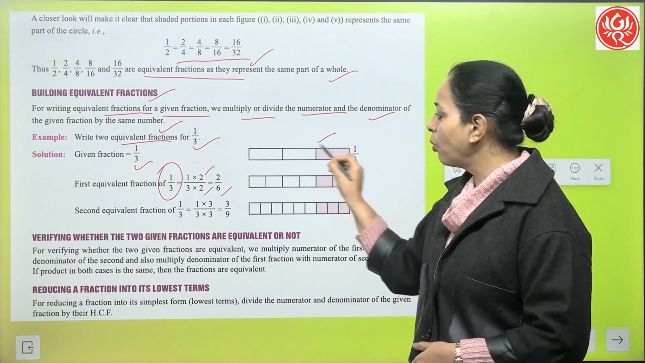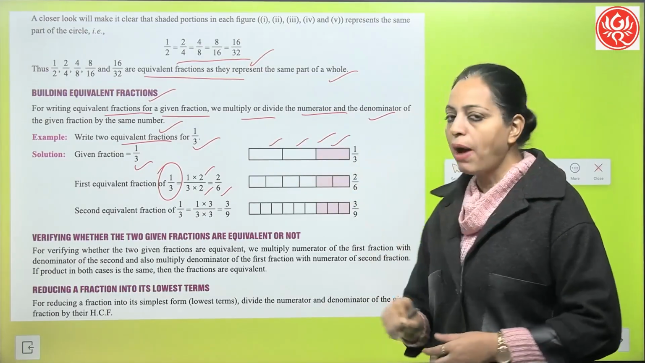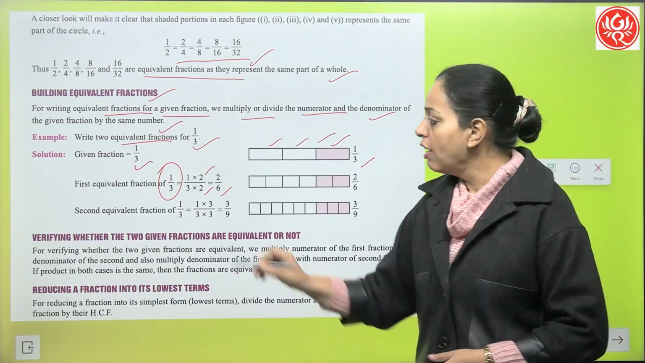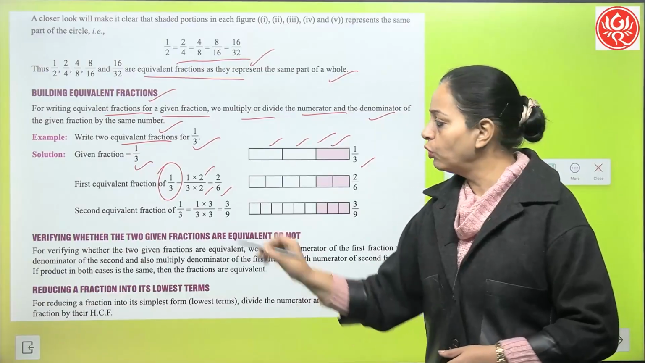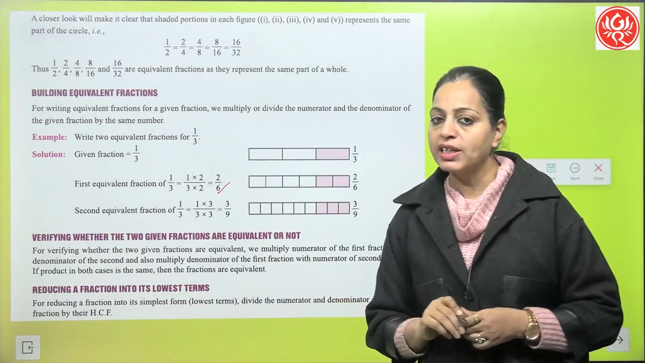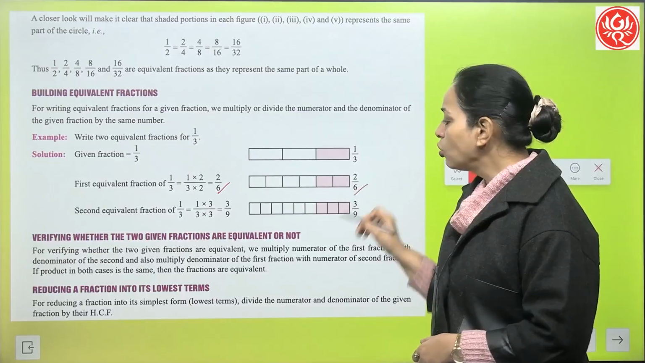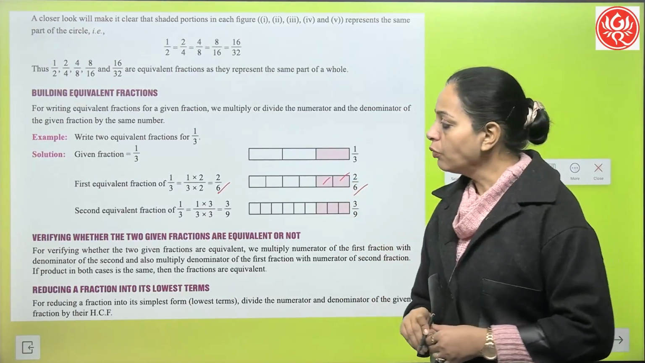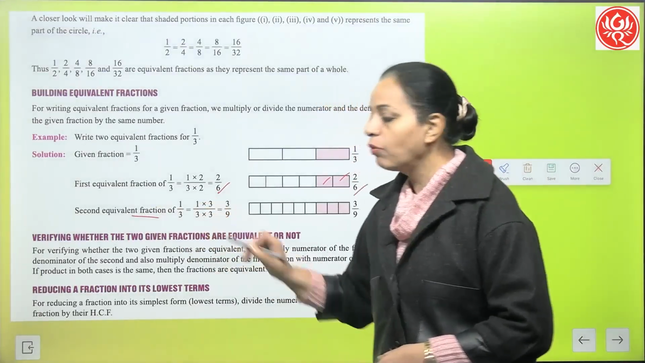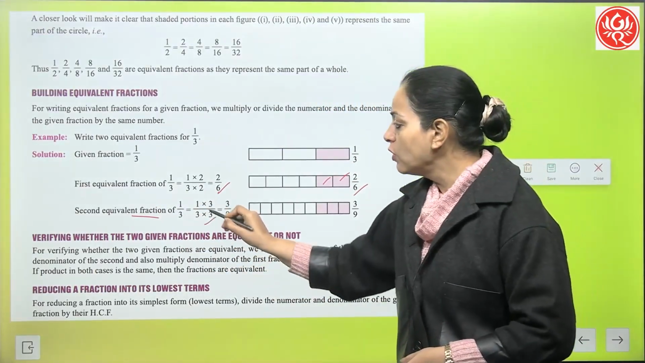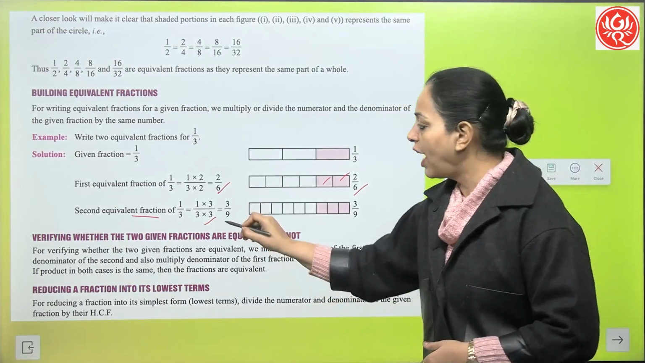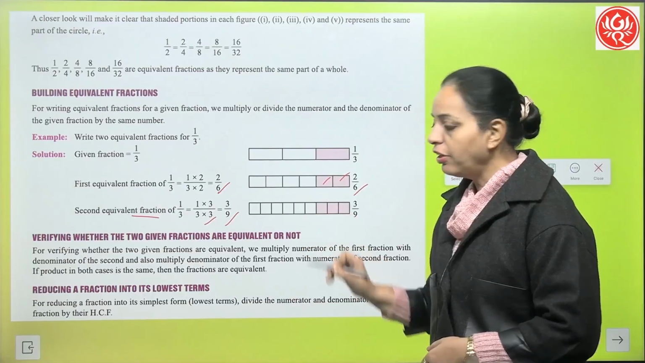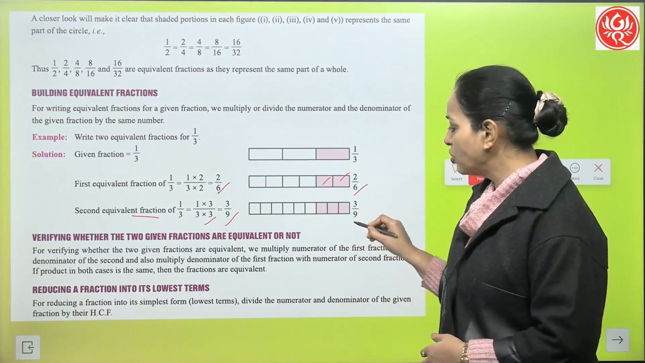See the figure. 1 upon 3 means total 3 parts and 1 is shaded. So this is 1 by 3. Okay. Now we are multiplying it by 2. Now we are getting 2 by 6. 2 by 6 means total 6 parts. 2 are shaded. So we can get this one. Okay. Now the second equivalent fraction is what to do? Multiply it by 3. So 1 into 3, 3 into 3, that is 3 by 9. You can see this whole divided into 9 parts and 3 are shaded.